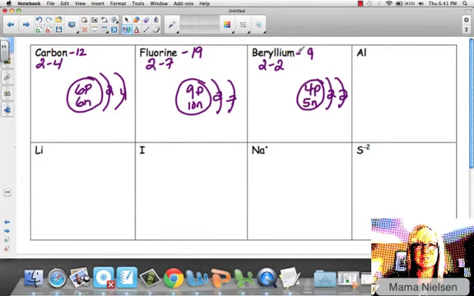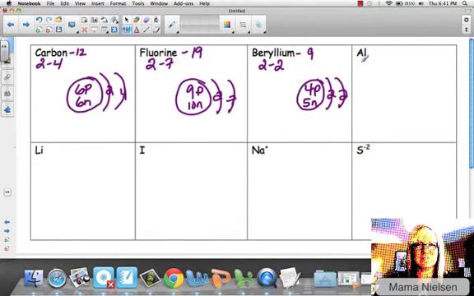One thing I want to point out, remember that your protons equal your electrons in a neutral atom. So here's 4 protons, 2 and 2 is 4 electrons, 9 protons, 2 and 7, 9 electrons. So your protons equal your electrons in a neutral atom.